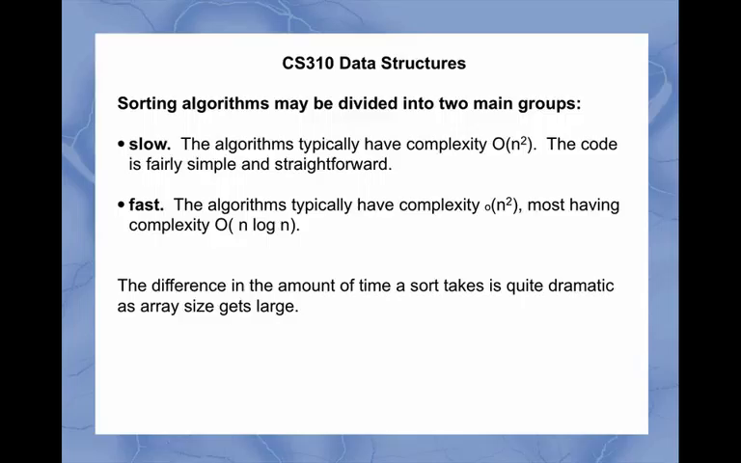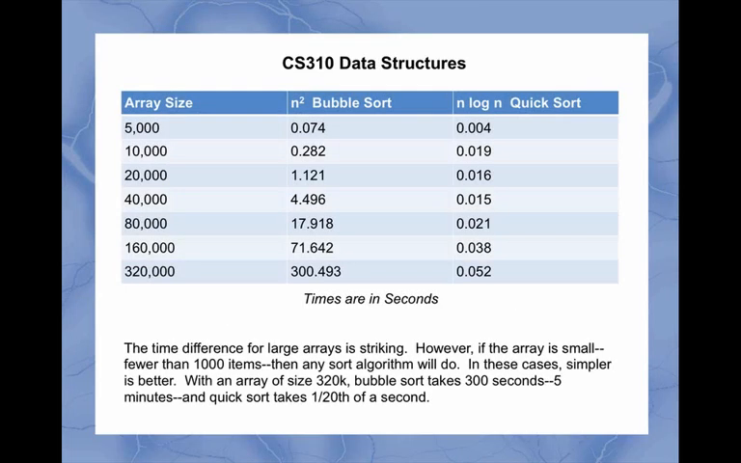The difference in the amount of time a sort takes can be quite dramatic depending on the algorithm. The difference between the slow and fast group is striking. So here's a simple chart to demonstrate the difference between the two. Bubble sort is actually the worst of the n squared algorithms. Quick sort, probably the best of the n log n or fast algorithms.